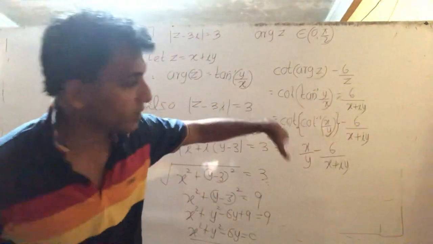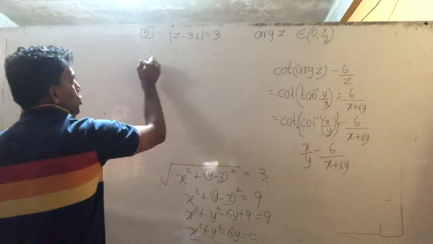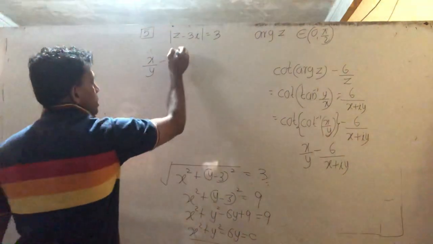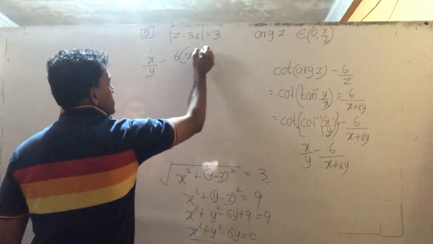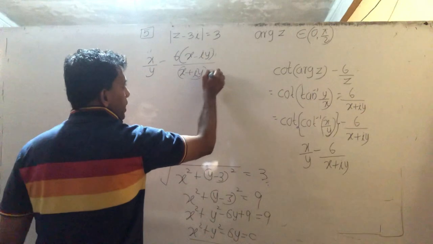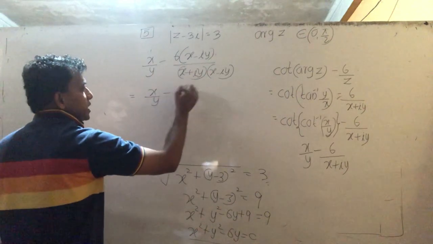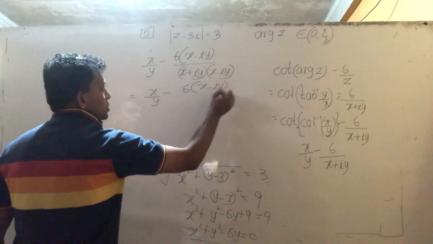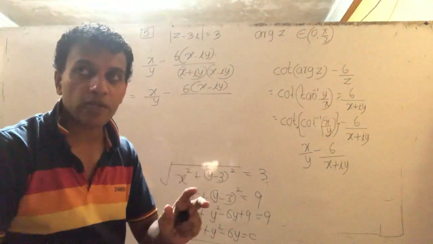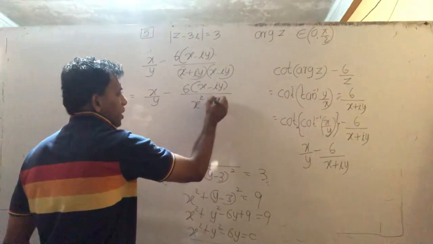Now simplify that expression. So x over y. Here we multiply up and down by the conjugate x minus i y: 6 into x minus i y over x plus i y into x minus i y. So x over y, 6 into x minus i y. Wherever you multiply with the conjugate, it becomes a real number, no? What is x plus i y into x minus i y? You know i square is minus 1, so x square plus y square.